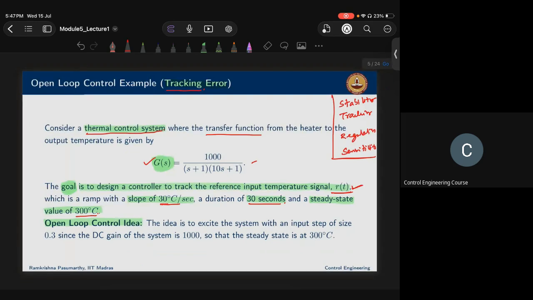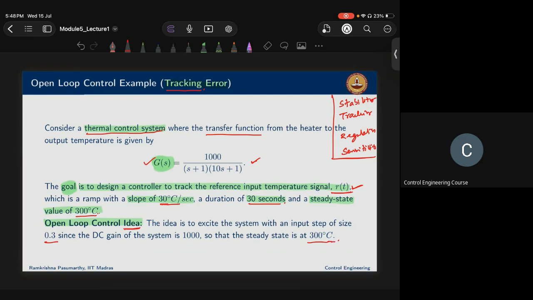In the closed loop system, what is the basic idea? Let us say this transfer function has a DC value of 1000. If you simply apply the final value theorem, you will get a final value of 1000. We call that the DC gain. So if you simply multiply that 1000 with 0.3, you will get 300. That is the basic idea, correct? So take an input of 0.3 and apply it to the system, and you will get 300.